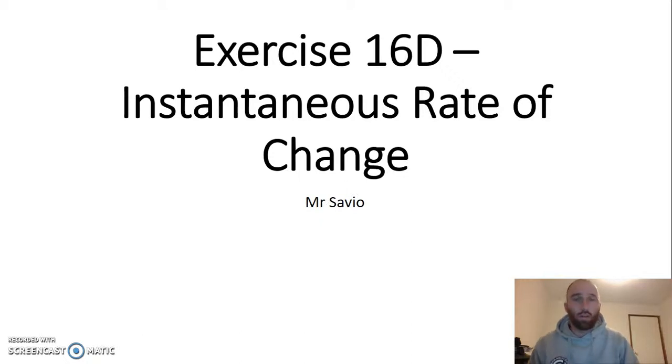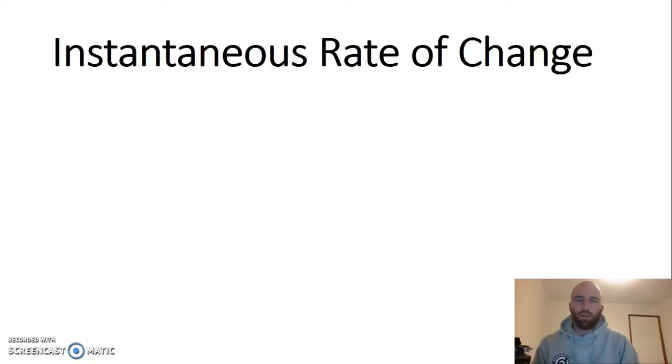Okay, so for chapter 16, today we're dealing with instantaneous rate of change, and this is essentially where we're heading towards what calculus actually is and what it represents. Okay, so instantaneous rate of change.